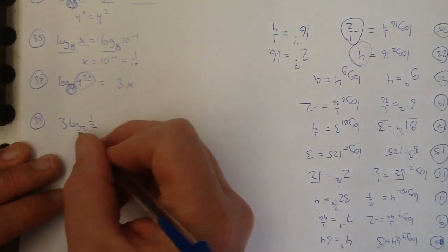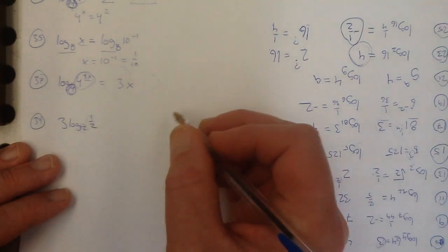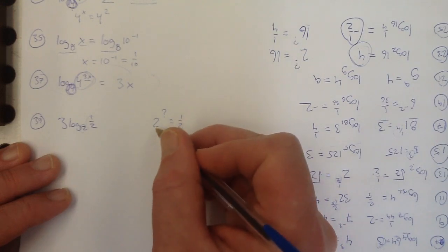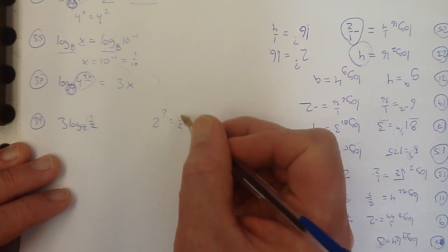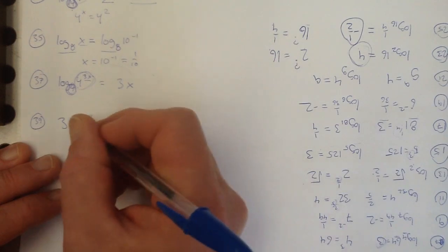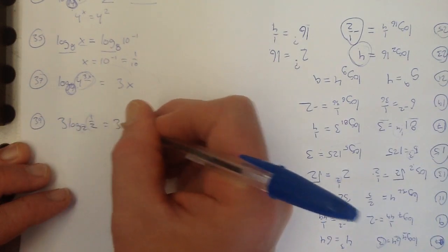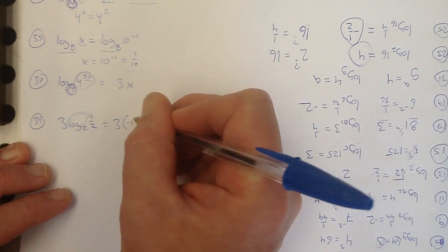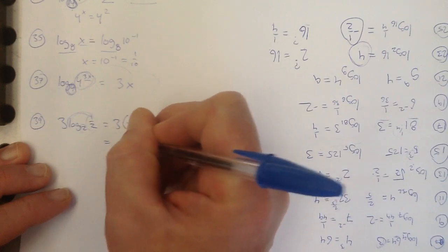Okay, what do I have to raise 2 to get 1/2? 2 to the I don't know what is equal to 1/2. I have to raise 2 to the negative 1 power. I just need to flip it over. Log base 2 of 1/2, that flips over the 1/2. Log base 2 of 1/2 is negative 1. And 3 times negative 1 is negative 3.